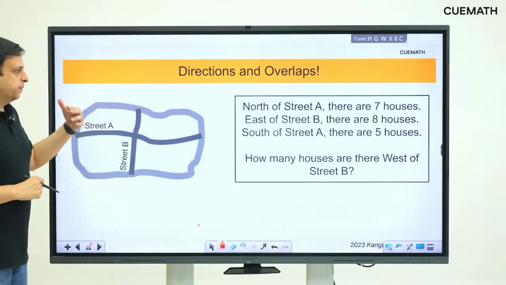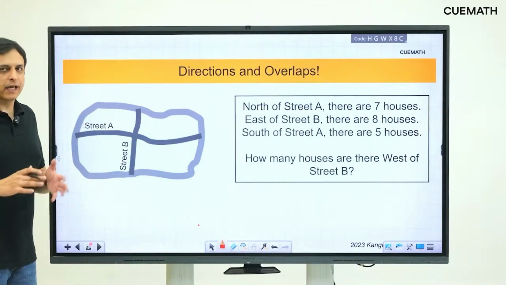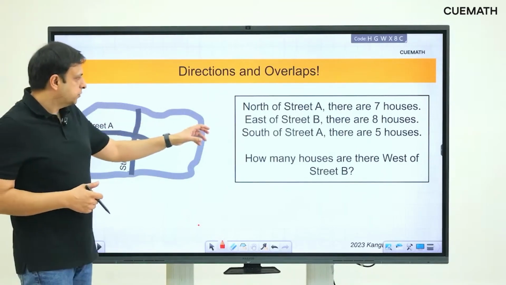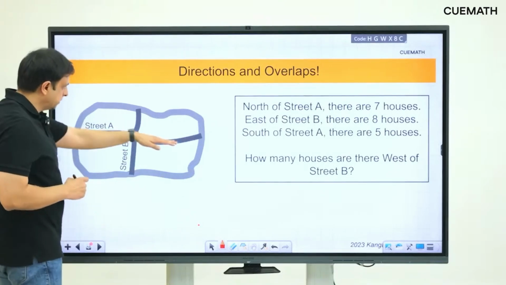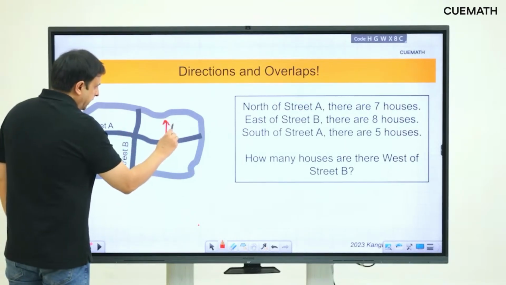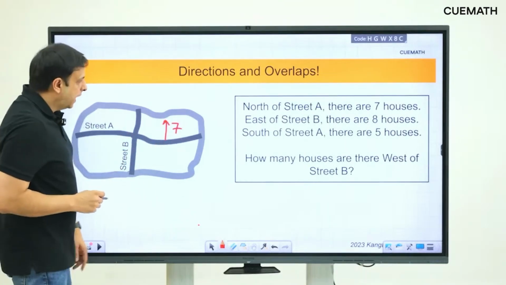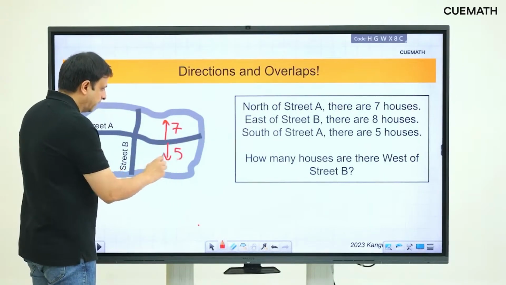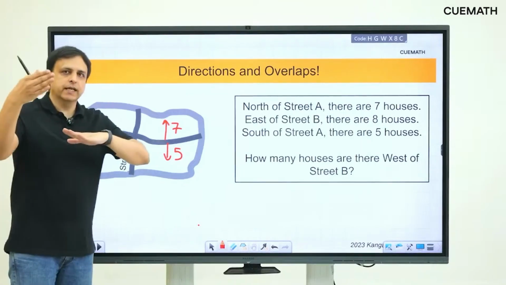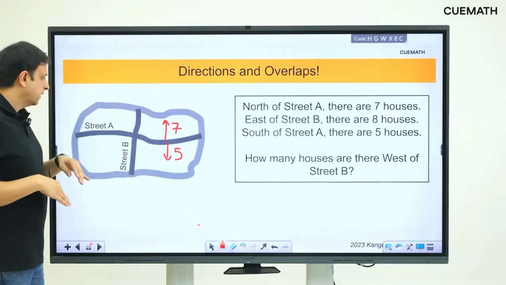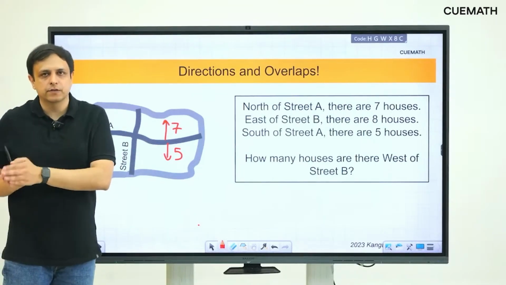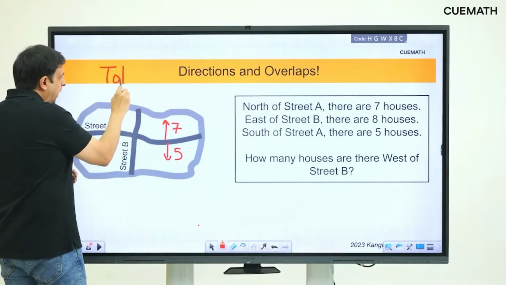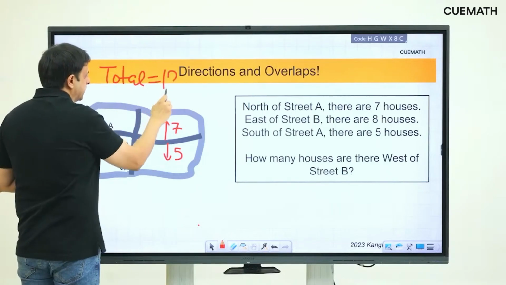This is a fairly tricky question at first, but the actual logic involved here is fairly simple. It says north of street A, there are 7 houses. So this is street A. So north of street A, there are 7 houses, and south of street A, there are 5 houses. So north of street A 7, south of street A 5, which means in total there will be 7 plus 5 or 12 houses. So let's focus on this number 12. So we know now that the total number of houses is 12.